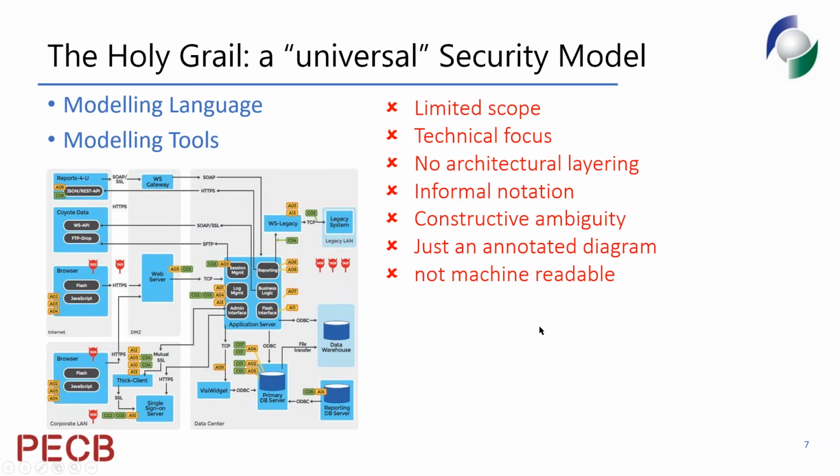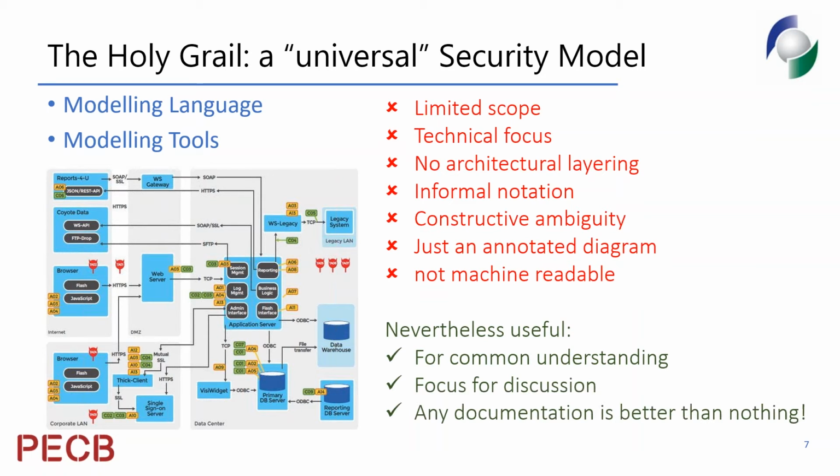It's an informal notation. It's just colored lines and boxes, with no particular semantics attached to it. It implies a constructive ambiguity where different stakeholders can see what they want or expect to see in it. It doesn't necessarily throw up contradictions. Basically, it's just an annotated diagram, not meant to be machine readable, and yet good for creating a common understanding between the security analyst and the other stakeholders.